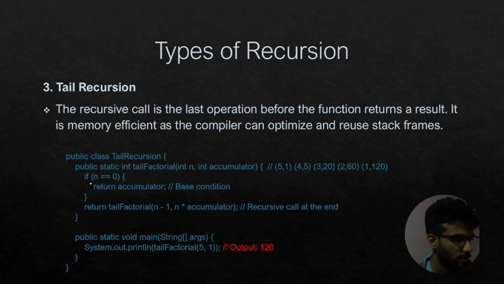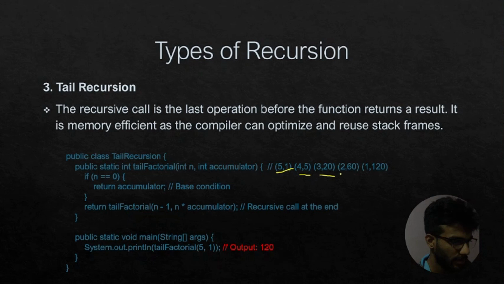accumulator. So we go to this function and check if n is equal to 0. So first we have 5 and 1. 5 is not equal to 0, so it goes to this function, and n minus 1 we get 4, and n into accumulator will be 4 and 5, and now we have n value as 4, and then n minus 1 would be 3, and n into accumulator would be 20, and then we have 3 and 20.